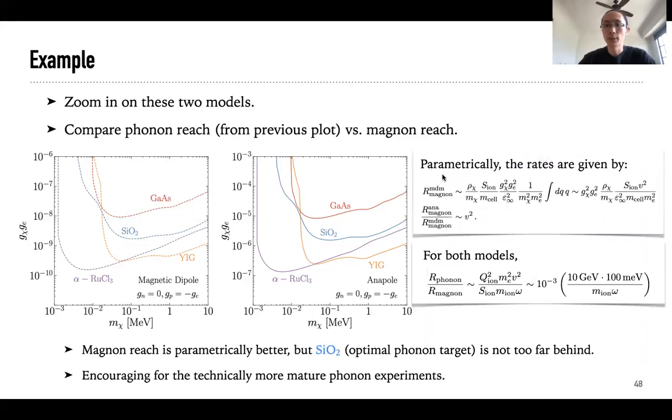So again, we can make parametric estimates, and in the interest of time, I'll skip the details. But the end result is that we can show the magnon reach is parametrically better. However, we can see from the plot that quartz is actually not too far behind. That's a little bit worse than the magnon targets, but not by too much, especially for the higher masses. So this is encouraging news because phonon experiments are much more mature. So we can really hope to probe a lot of the parameter space of these models already with the phonon experiments in the near future.